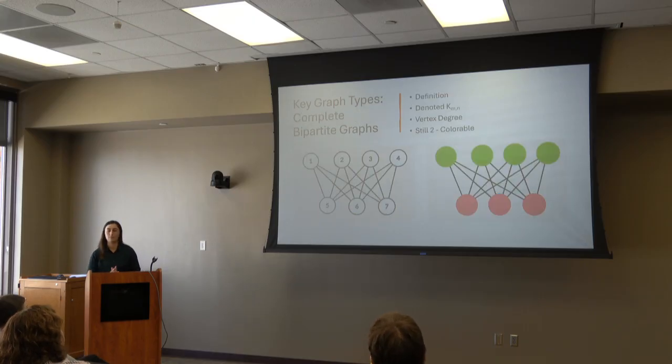Combining those two, we have complete bipartite graphs, which is where every vertex in X is adjacent to every vertex in Y, and these are denoted K_m,n, where m and n are the numbers of vertices in X and Y respectively. The image that we have here is a K4,3, and the vertex degrees are opposite. Those 4 vertices at the top will have degree 3 because they're connected to all 3 of those at the bottom, and those 3 at the bottom will have degree 4 because they're connected to all 4 at the top. And since it is still bipartite, it still is two-colorable.